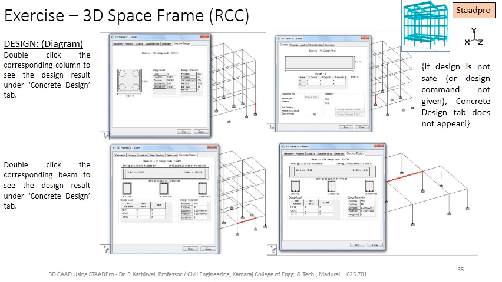Like this, all the columns in every level are checked, and those columns which are not safe, usually from the bottom to the top, are selected, and the cross section and grades can be increased and redesigned until it becomes safe. Similarly, the beams are also double clicked to see the Concrete Design tab, where the design results are visible with the main reinforcement and the shear reinforcement. Here also, if the member is not safe, the Concrete Design tab will not be available.